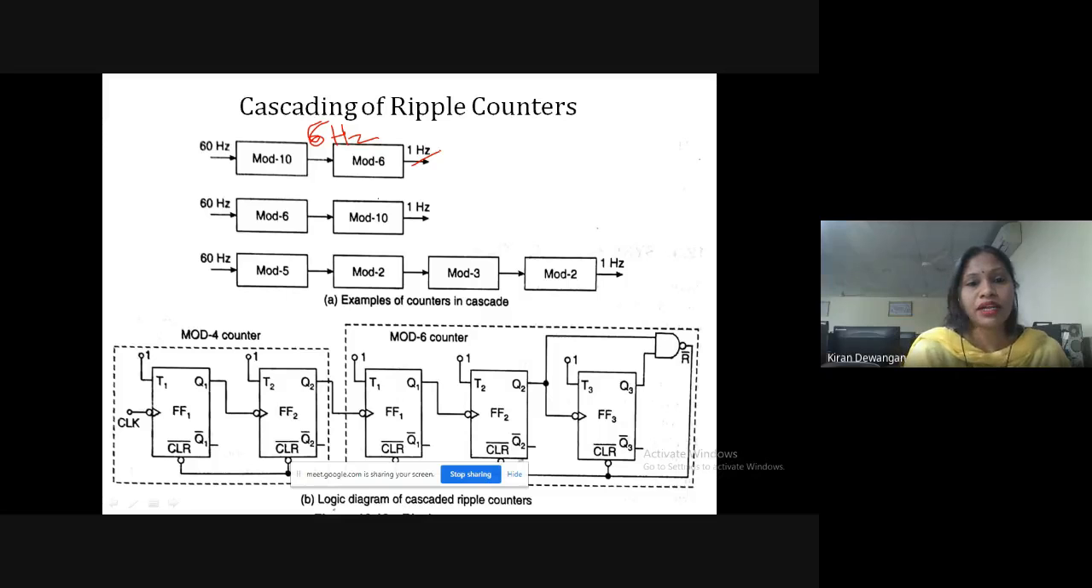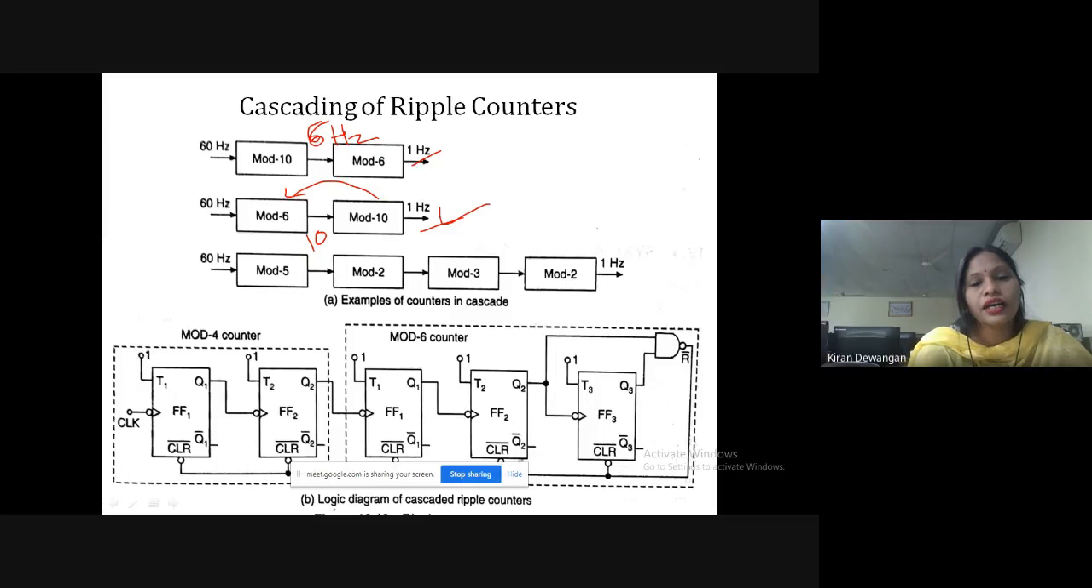Similarly, it can be taken in any of the forms. Whether the mod 6 is taken first or mod 10 is taken first, that will not create any difference. Okay, so here in the second example, 60 hertz is given first to the mod 6 counter, the output will be 10, and when the 10 hertz is given to the mod 10 counter, the output will still be 1 hertz.